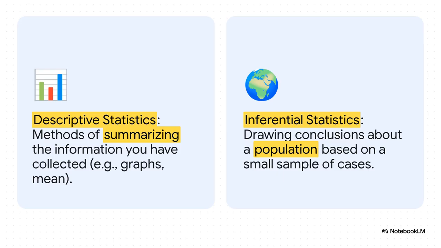First, we have descriptive statistics. This is where we're just summarizing the evidence we have in front of us, calculating an average or creating a bar chart to see it visually. But then we can take it a step further with inferential statistics. This is where we use data from a small sample to make an educated guess or an inference about a much, much larger population. It's exactly how election polling works.